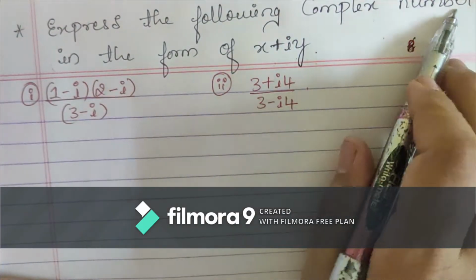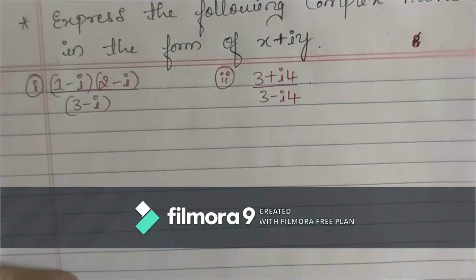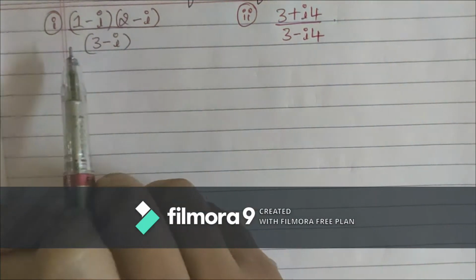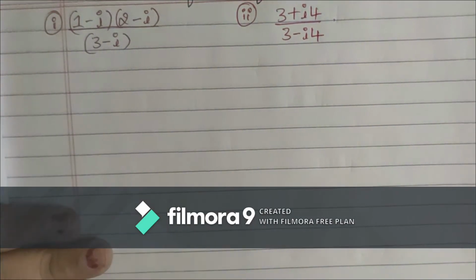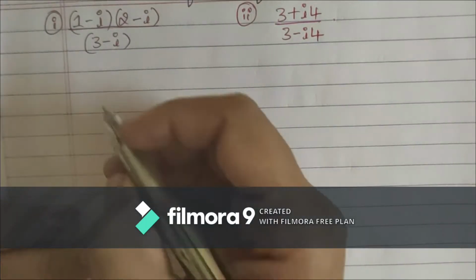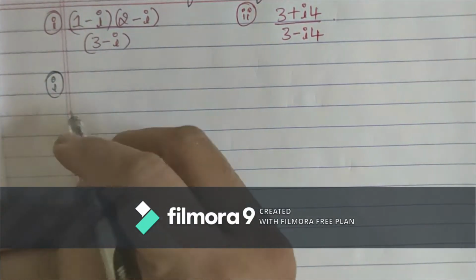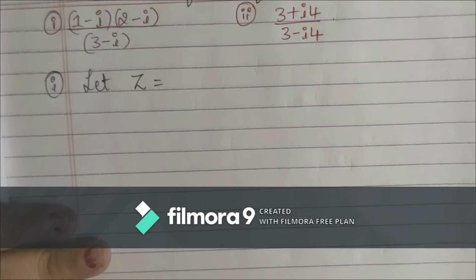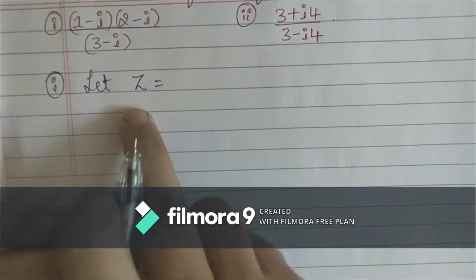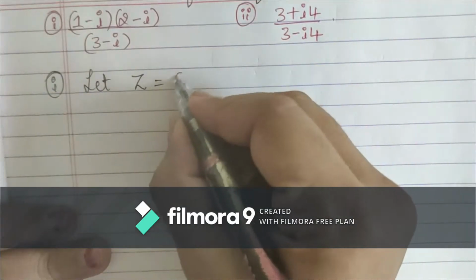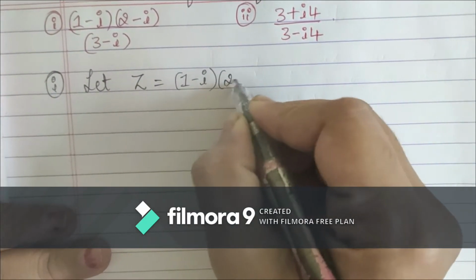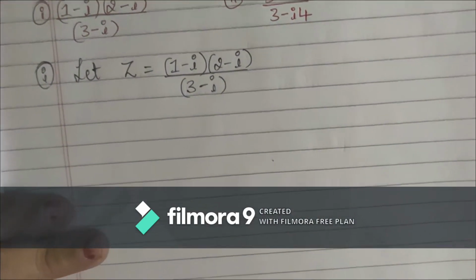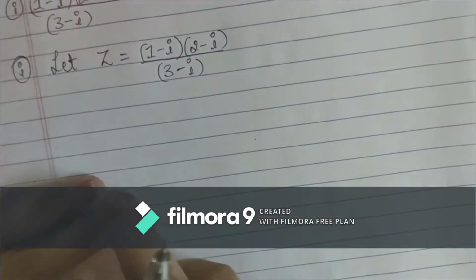Express the following complex number in the form of x plus iy. Here we go with the first problem, that is (1 minus i)(2 minus i) divided by (3 minus i). Let us consider the given complex number as z. First we need to multiply these two brackets, no?